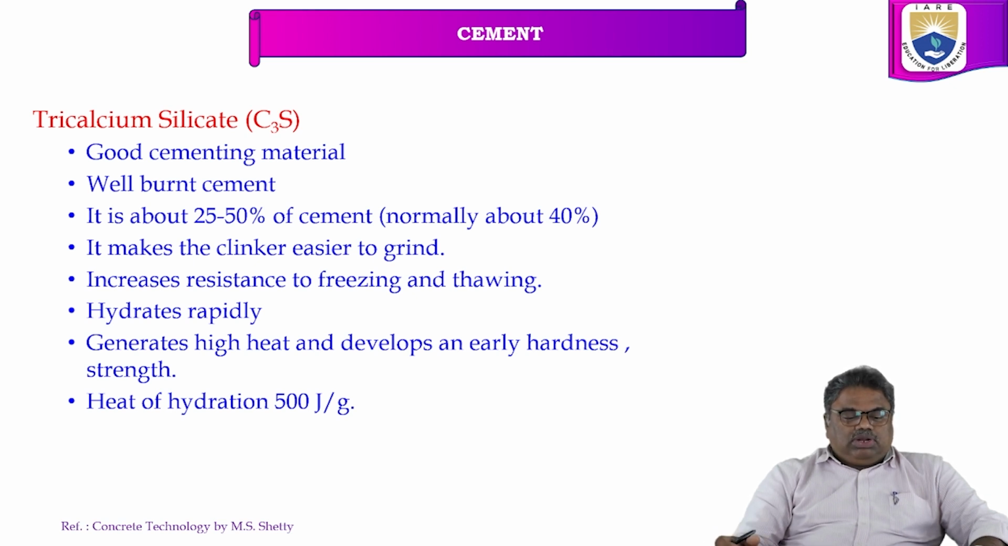C3S hydrates rapidly in cement. It generates high heat and develops early hardness and strength. The heat of hydration is around 500 joules per gram, so it is going to generate very high heat during the hydration process. So this is about tricalcium silicate.